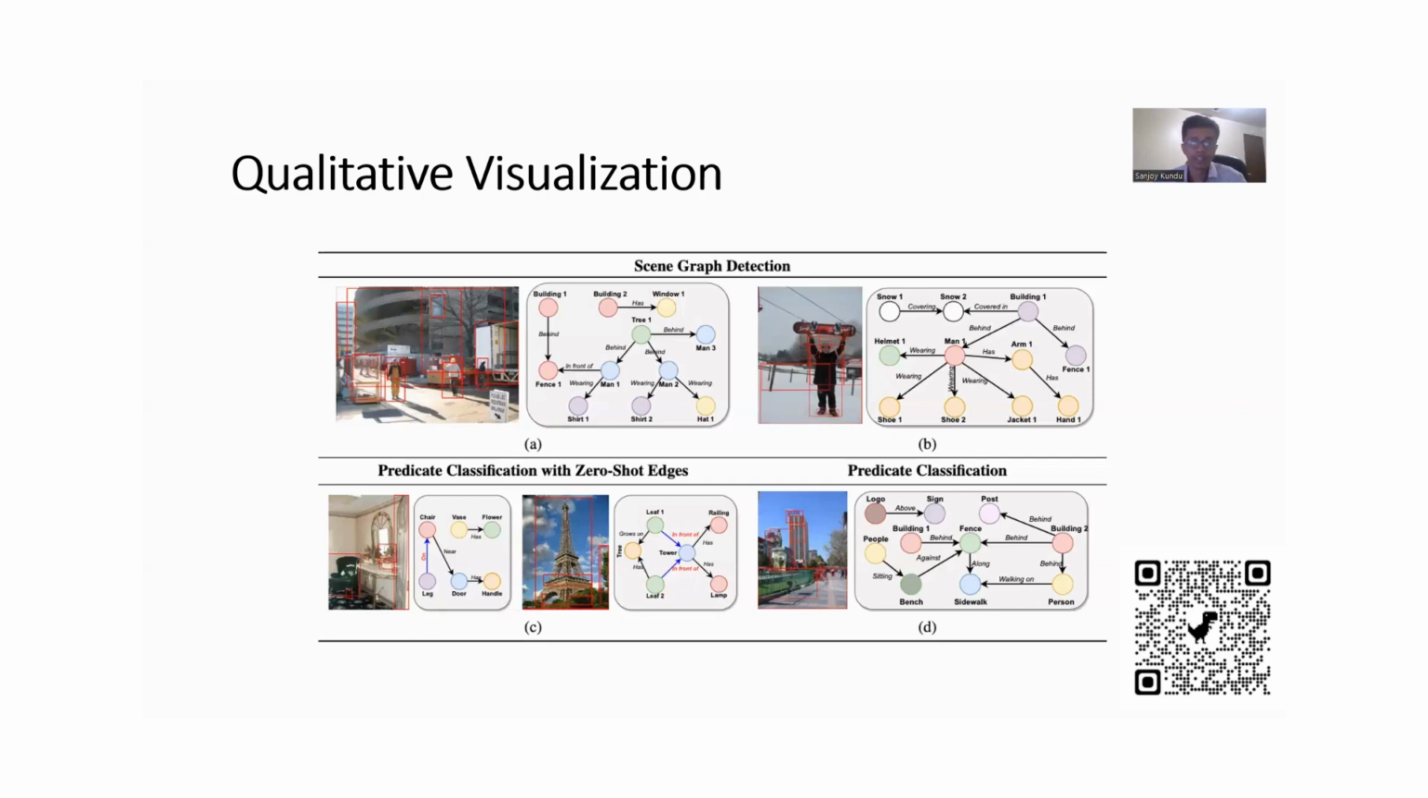Here, we show some qualitative results obtained from our approach. The predicates in red are the zero-shot relations which the model did not see in training. We also detect many relations which are not present in the ground truth but are semantically meaningful. We have provided more qualitative results on our project page.